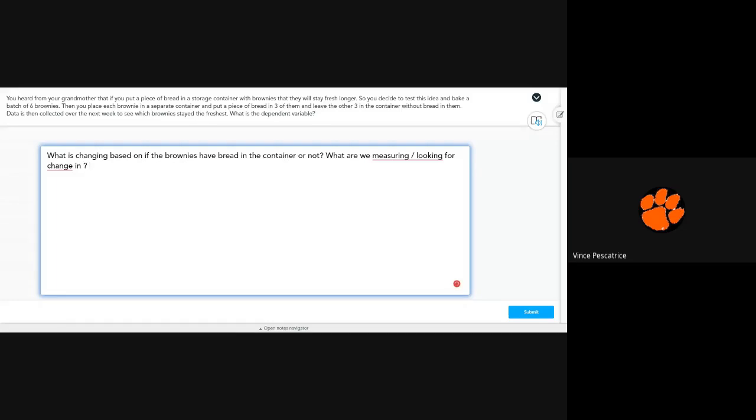So in this experiment, we're talking about brownies, but this could be something else in a different experiment. In a different experiment, it could be how much product was produced, how far something went. It could be what type of chemical reaction is happening. That's what we are looking for to change based on the independent variable.